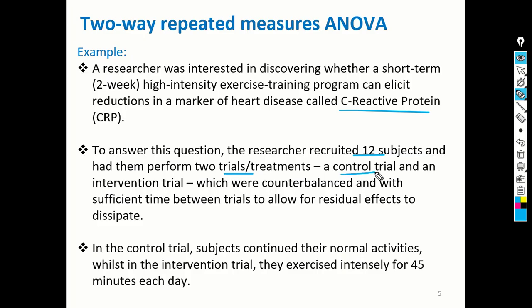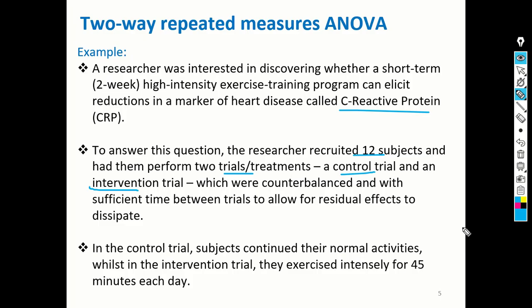One, a control trial without any exercise program, and an intervention trial, the second trial. So the type of treatment has two categories: the control trial without any physical exercise program, and the intervention trial, that means with the exercise program. So the treatment or the intervention is without exercise and with exercise.